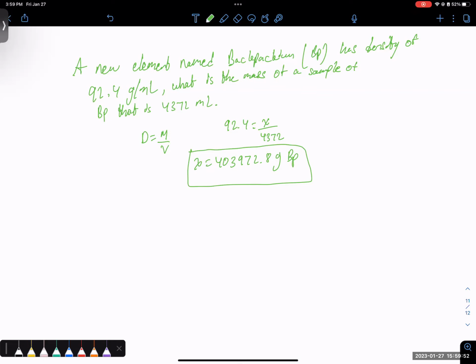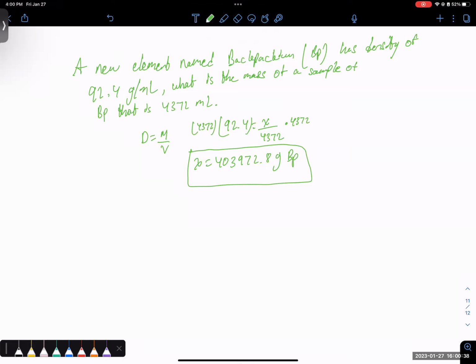All right, so to recap what I did, first you write out the formula, density equals mass over volume, and then you figure out what you have in the problem and what you're trying to solve for. In this case, we had both our density and our volume, and we're trying to solve for mass. So we solve out an expression like this to make sure our units match up. So grams per milliliter and milliliters in this case, right? So they both match up. So what we try to do then is get X by itself. So multiply both sides by 4,372. And then we get that X is equal to 4,372 times 92.4. If we solve that out, we get 403,972.8 grams. So that's how I arrived at that answer.